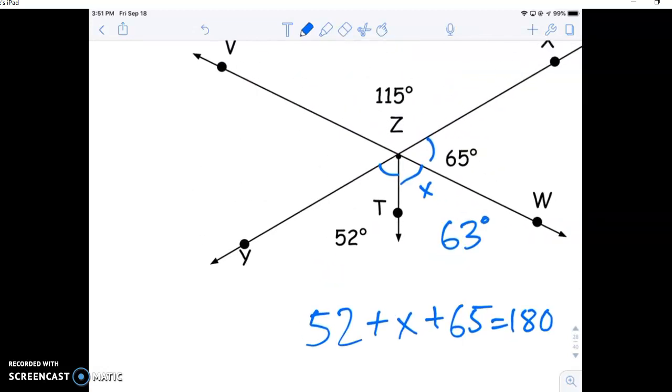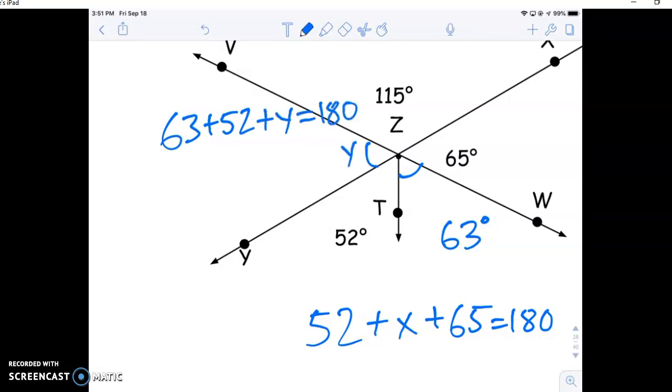Alright, we could actually do the same thing for this angle as well, the other missing one. If we know this is 63, we could go 63 plus 52 plus y equals 180. And if you did your algebra, we'd figure out that that missing angle is 65. That's that measure and that measurement there.